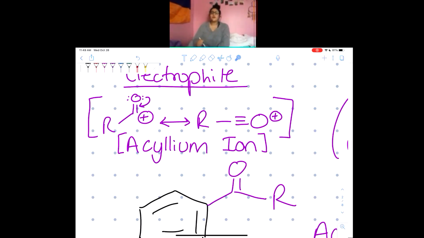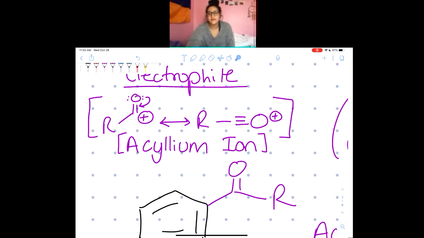So he could definitely ask you which of the following are resonance structures of the acylium ion. Both of these are correct. But if he asks you which of the following is the more stable resonance structure, this is the more stable one because the oxygen has the charge.